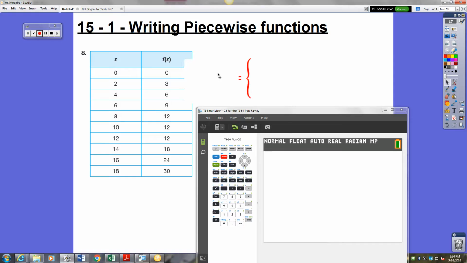So what a piecewise function looks like is f of x equals, and then a bracket, because we're going to write more than one equation to go with this data. And we're going to say when our data changes. When did our equation change from one to the next? So the first thing we're going to do is look at the data and determine where the change happens.